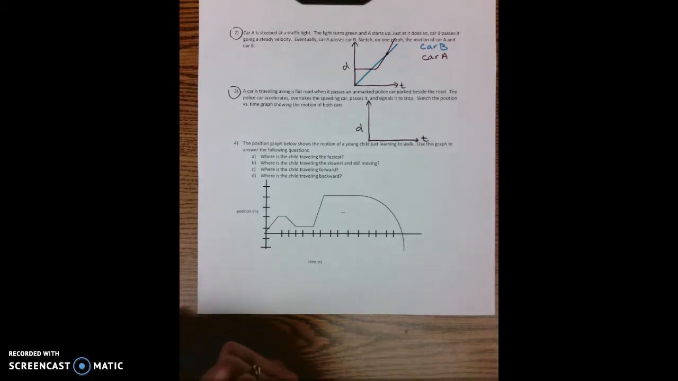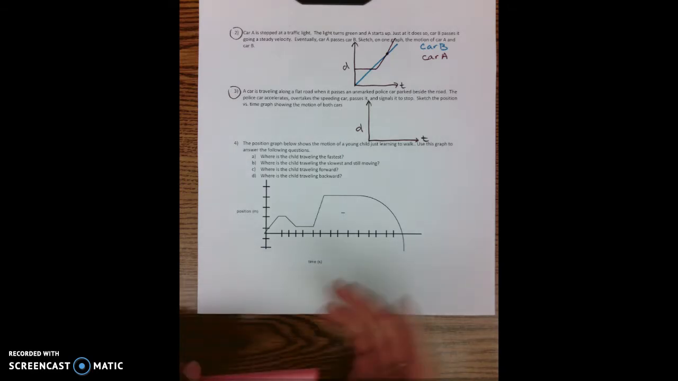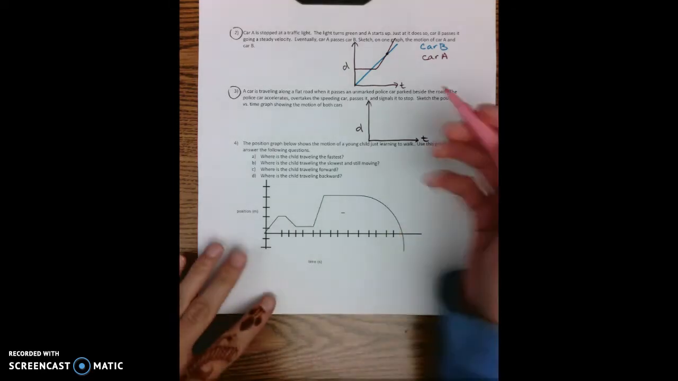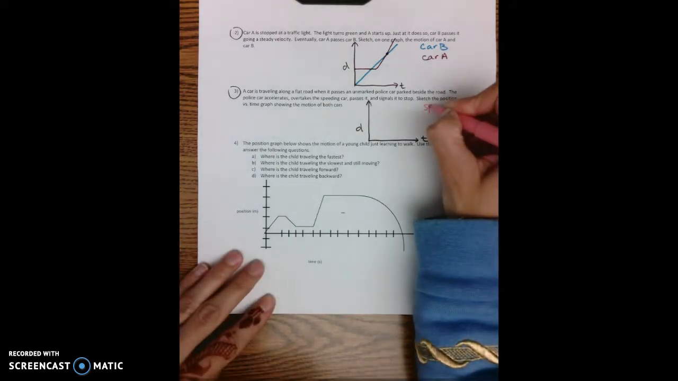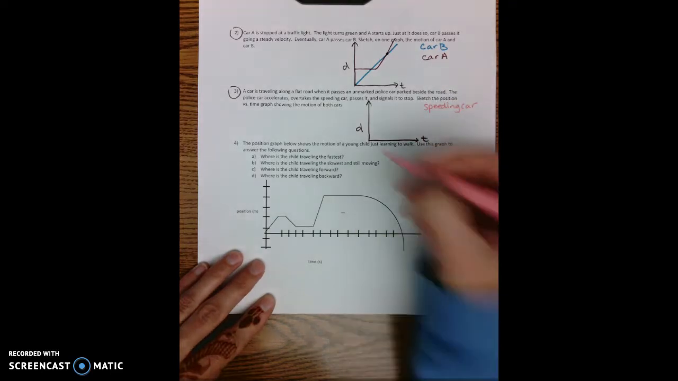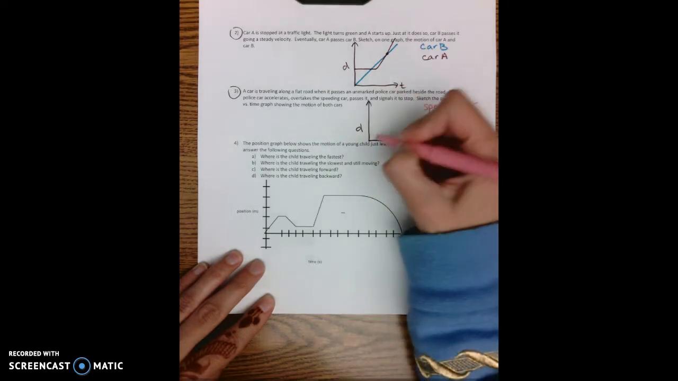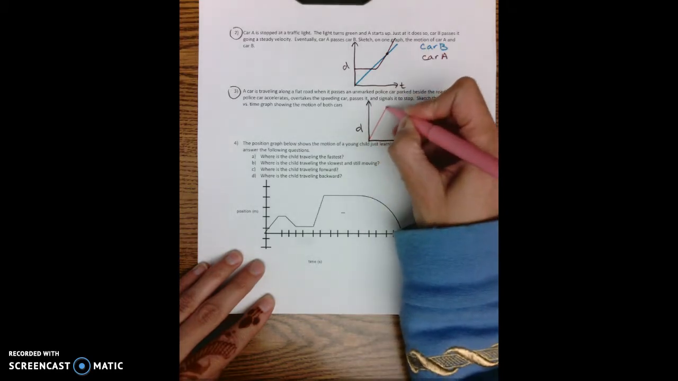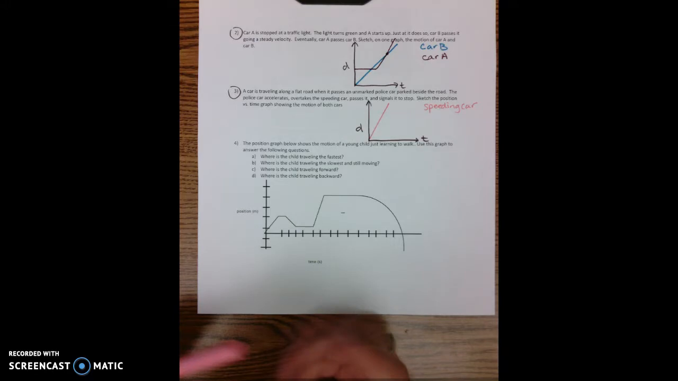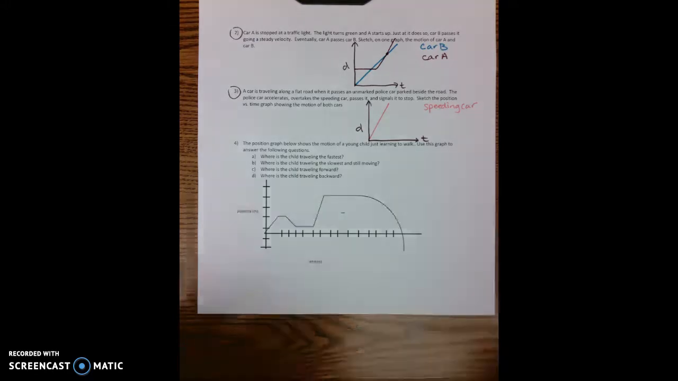Is the police car easier to draw, or is the speeding car easier to draw? Well, it looks like the speeding car is easier to draw because the police car does more changes of its motion. It's stopped, it accelerates, or it speeds up, it passes the speeding car, and then it signals it to stop. So I'm going to take my speeding car and make it pink. And I'm going to draw, again similar to car B, a straight, constant speed, but at a high slope because he's speeding. And then my police car, I'm going to make green.